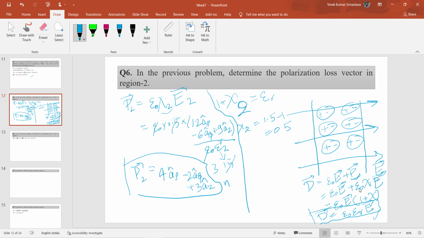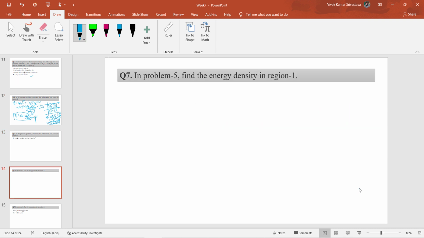The unit becomes nanocoulomb per meter square. So let us move to the next problem. We have to find out the energy density in region 1 for the previous problem, that is problem 5.